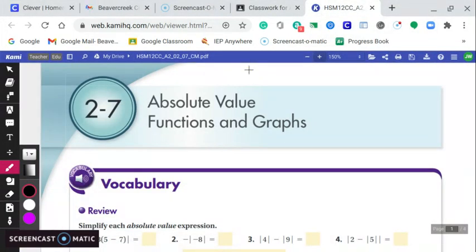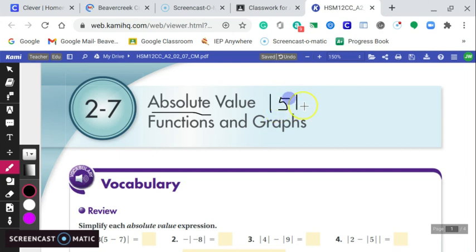Today I'm out, so I'm making a video lesson of Chapter 2.7, Absolute Value Functions and Graphs. So let's start with what absolute value actually is. Remember, absolute value is a distance in numbers from 0. So usually it looks like this. What is the absolute value of 5?